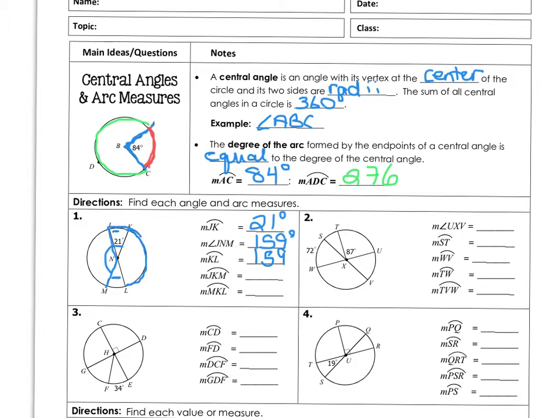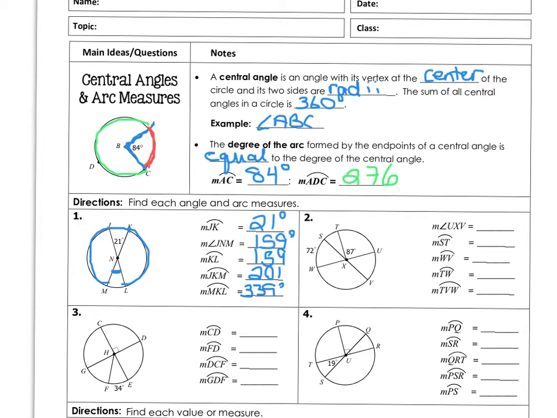And then JKM. JKM all the way around. That's half of a circle plus 21, which gives you 201. And then MKL. So now let's look at MKL all the way around. So that's going to be 360 minus 21, which gives you 339.